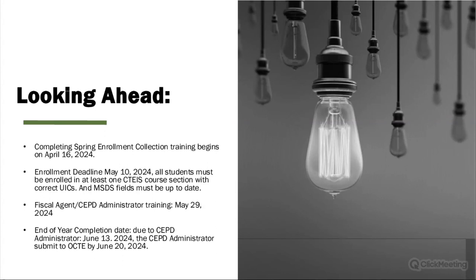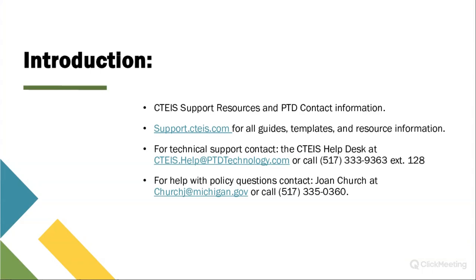And I do understand that there's a question in the chat. The June 13th date is tight when some districts haven't finalized grades. I do believe that you can contact OCTE, and they are aware of this information. That would be Joan Church. If you have any questions regarding specific dates, if you're running past the deadlines for the enrollment completion, you need to reach out to her, Joan Church. And I'll put her email back on the screen here. That is churchj@michigan.gov, or you can call her.